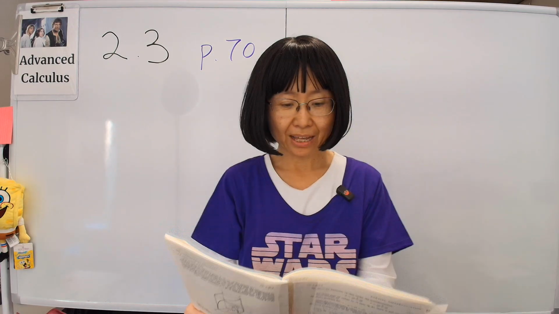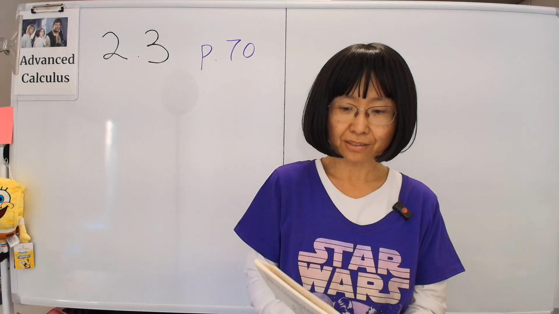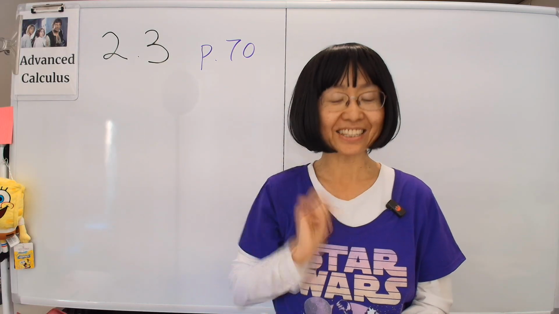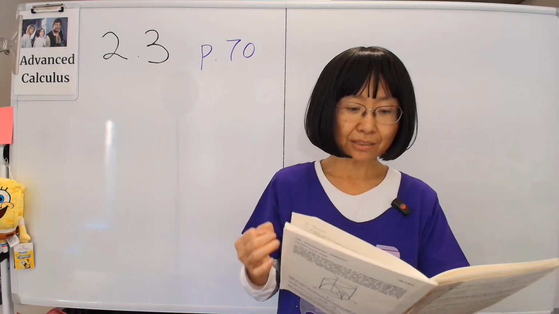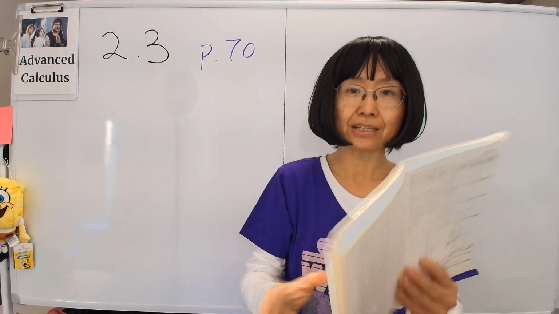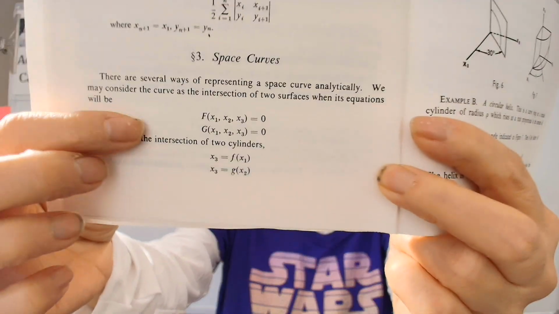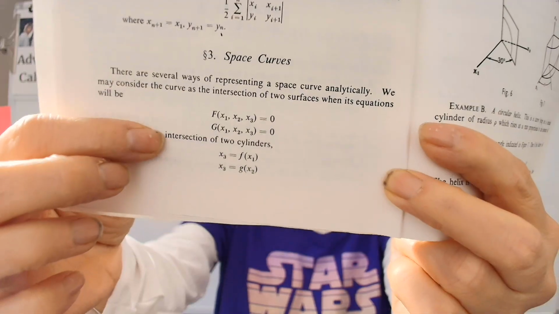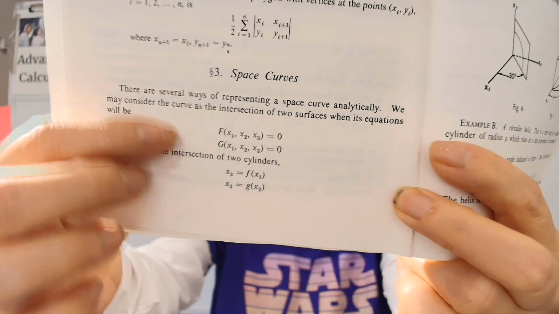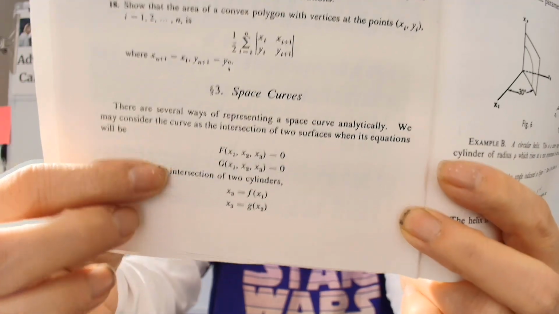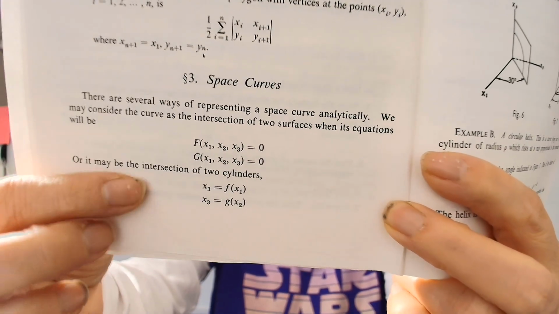Okay, so in this section, we're going to consider something called space curves, lines that go around in space in 3D. Space curves can theoretically be represented in more than one way. For example, we can represent one as two equations, both equal to 0, with 3 unknowns in them. They'll end up being some space curve. Or another way, it can even be the intersection of 2 cylinders.